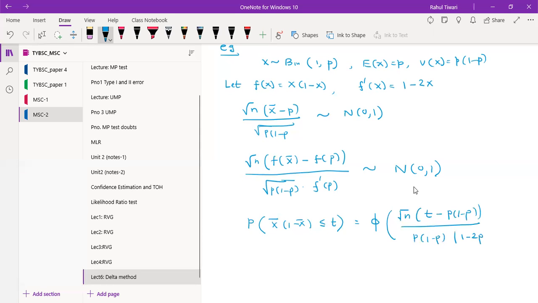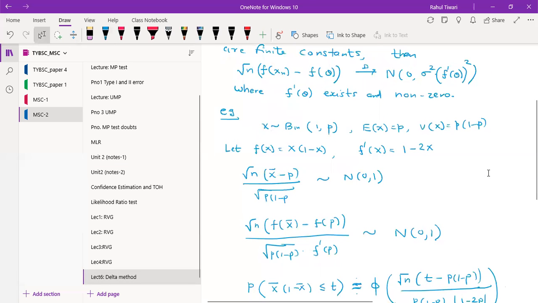Now why do we consider the mod here? Because if p is greater than half, then this quantity becomes negative. If you take the mod of this, it becomes positive and one can get this distribution very easily. So this is just an approximation part using the delta method. You can just go through this concept, whether it is clear or not. Okay, then we go ahead.